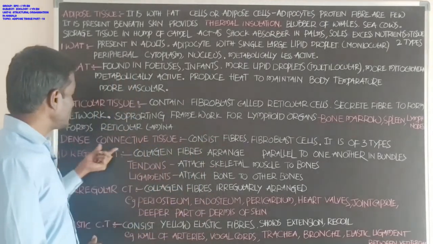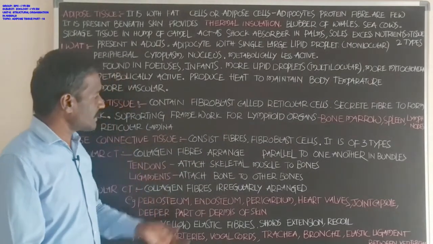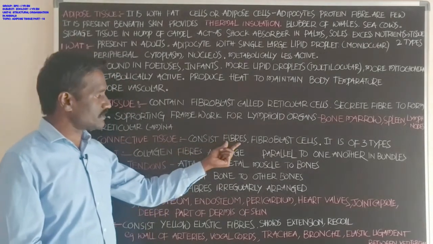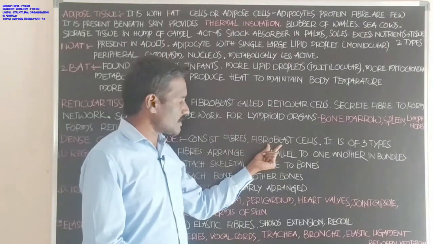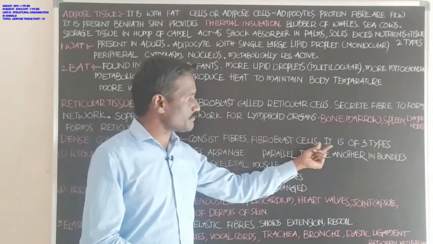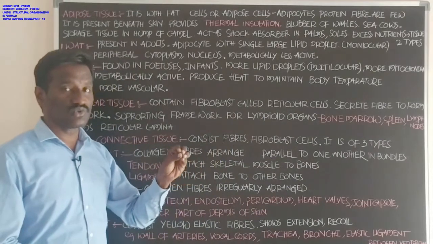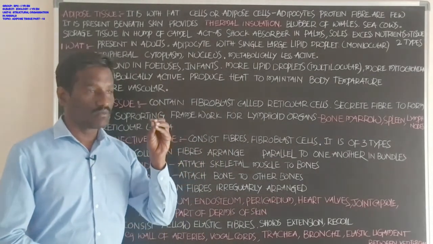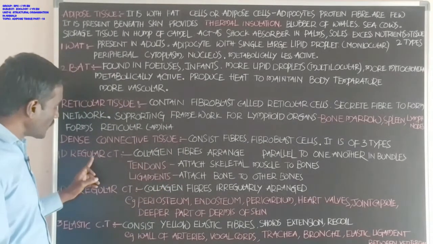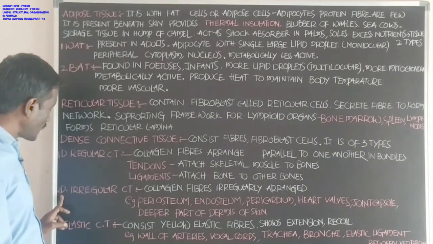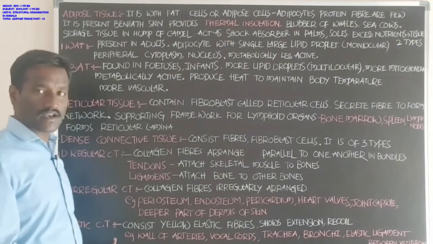Next, dense connective tissue. What about the dense connective tissue, students? The dense connective tissue consists of fibers and fibroblast cells, and it is of three types. Dense connective tissue is divided into three types, students. The first one is dense regular connective tissue. The second one is dense irregular connective tissue. The third one is elastic connective tissue.